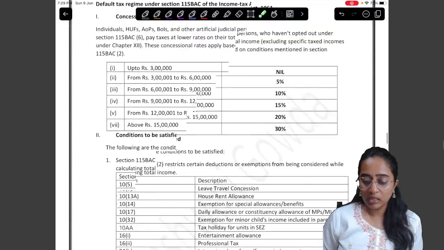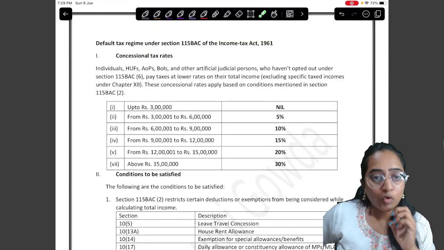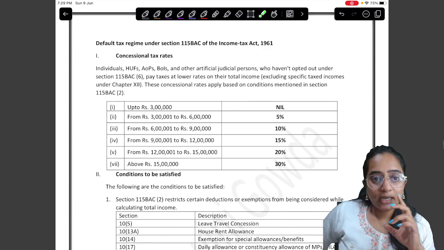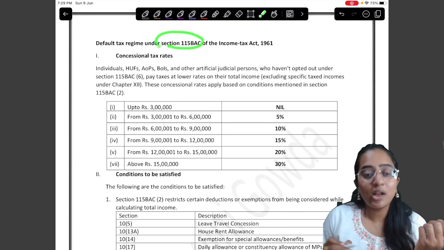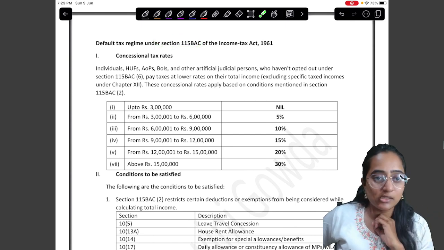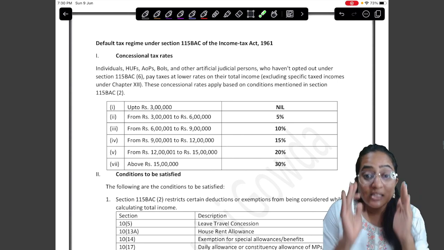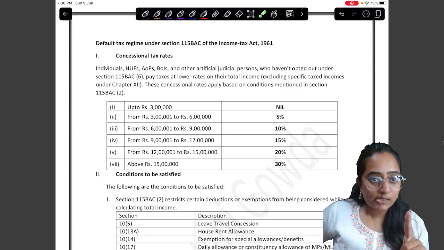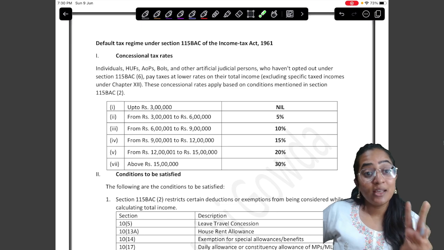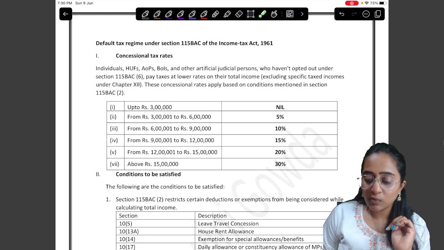Now, whatever you have seen is the normal provisions, people. Now, let us try to understand the default tax regime that comes under section 115BAC of the Income Tax Act 1961. What are we treating it as? A default tax regime coming under section 115BAC. This 115BAC is called by multiple names, remember. 115BAC is one name. Default tax regime, concessional tax rate, new tax regime, everything is one and the same.